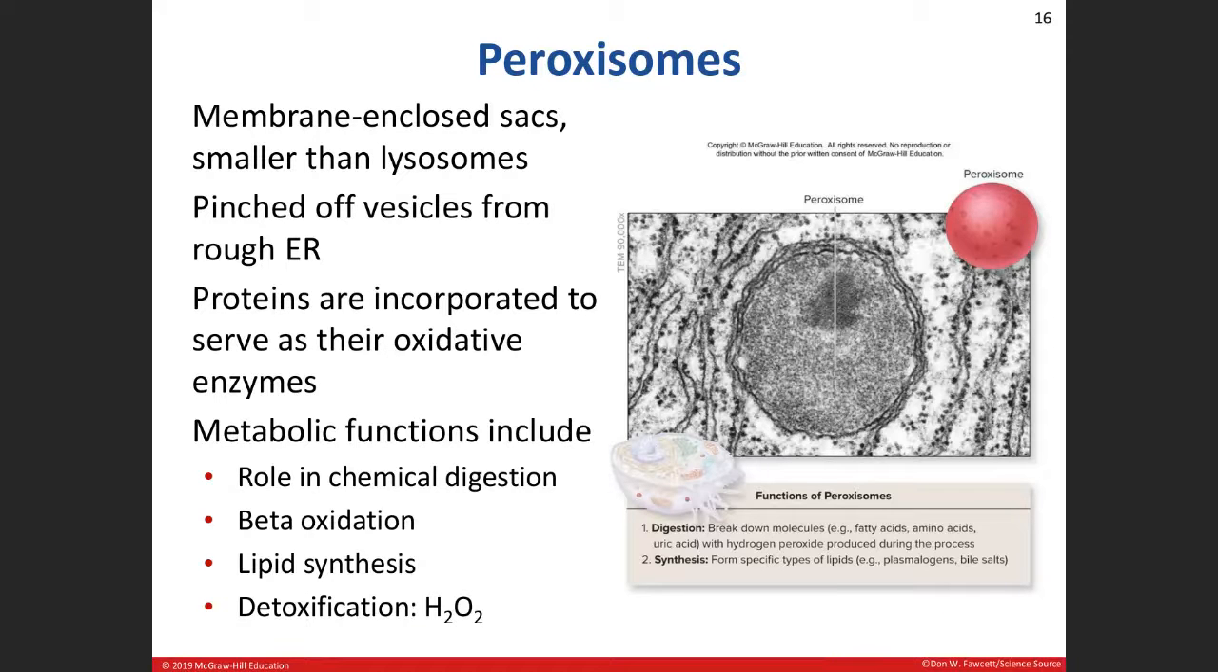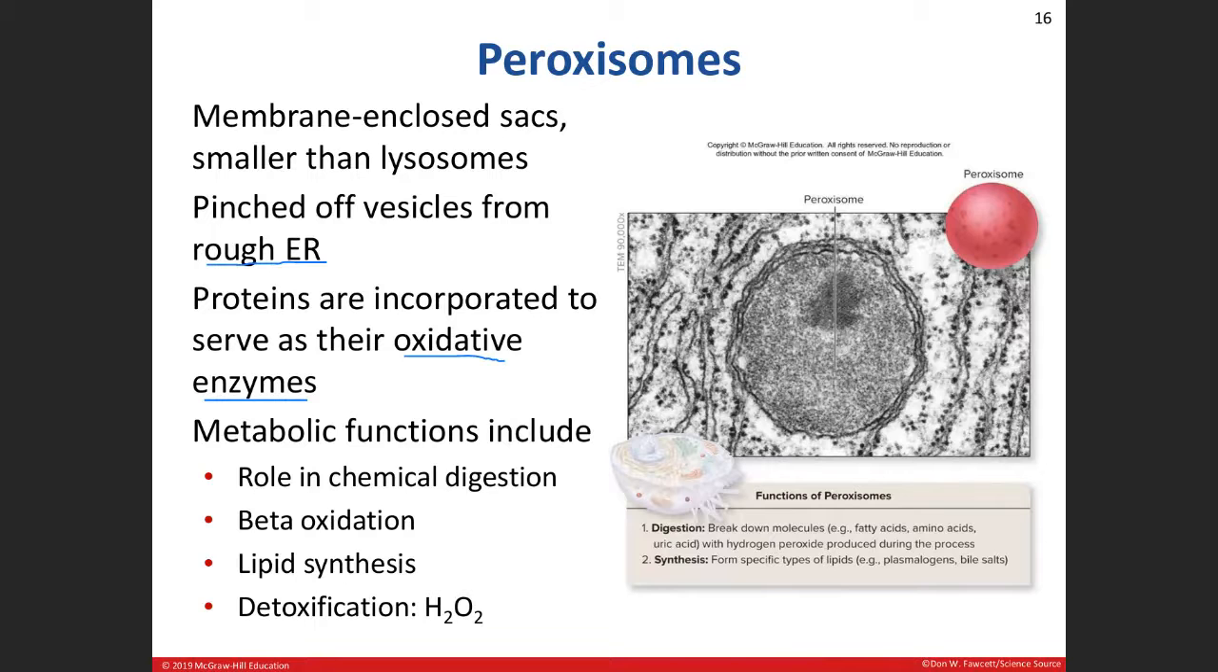All right, the next membrane-bound organelle is the peroxisome. Peroxisomes are really cool too because they play a huge role in prevention of cellular infection. And I'll talk about that in a second here. These come right off of the rough endoplasmic reticulum. But the really cool thing is inside of these organelles, we have what's known as oxidative enzymes. And these oxidative enzymes are just powerful enzymes that help to digest and kill things.